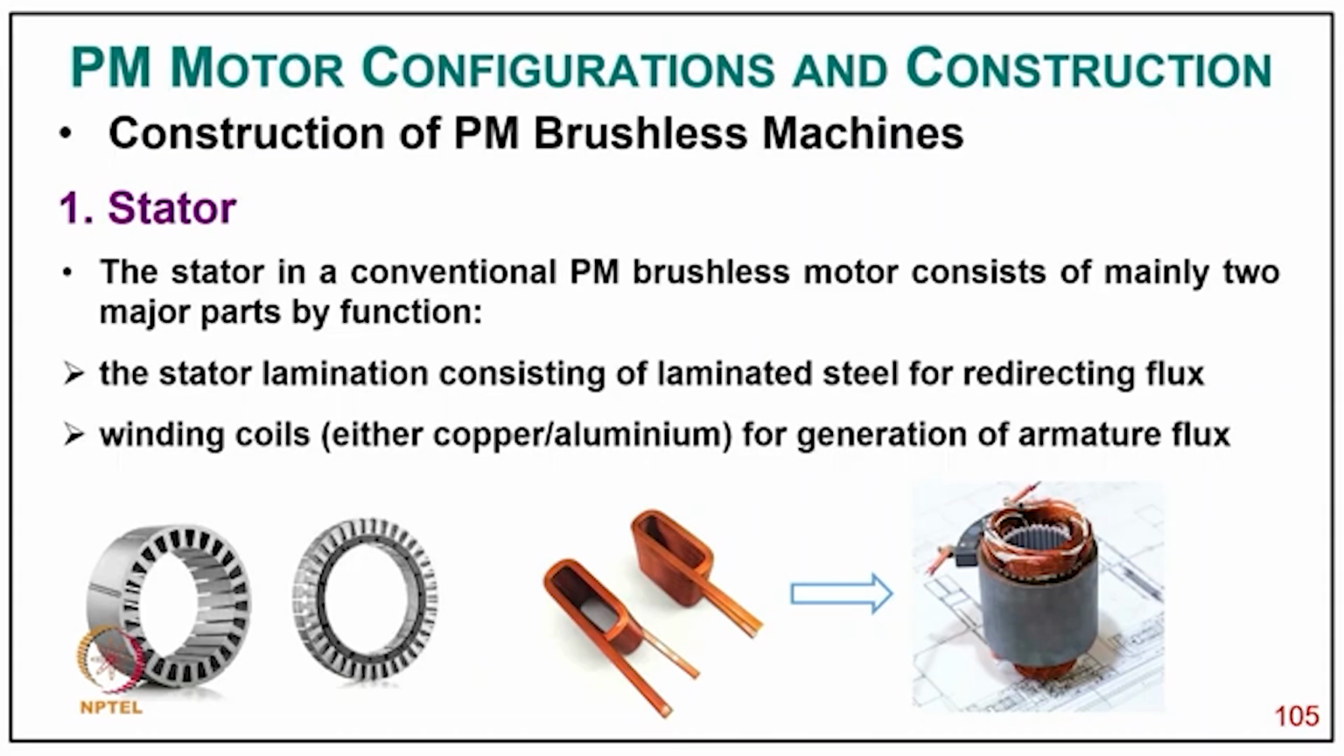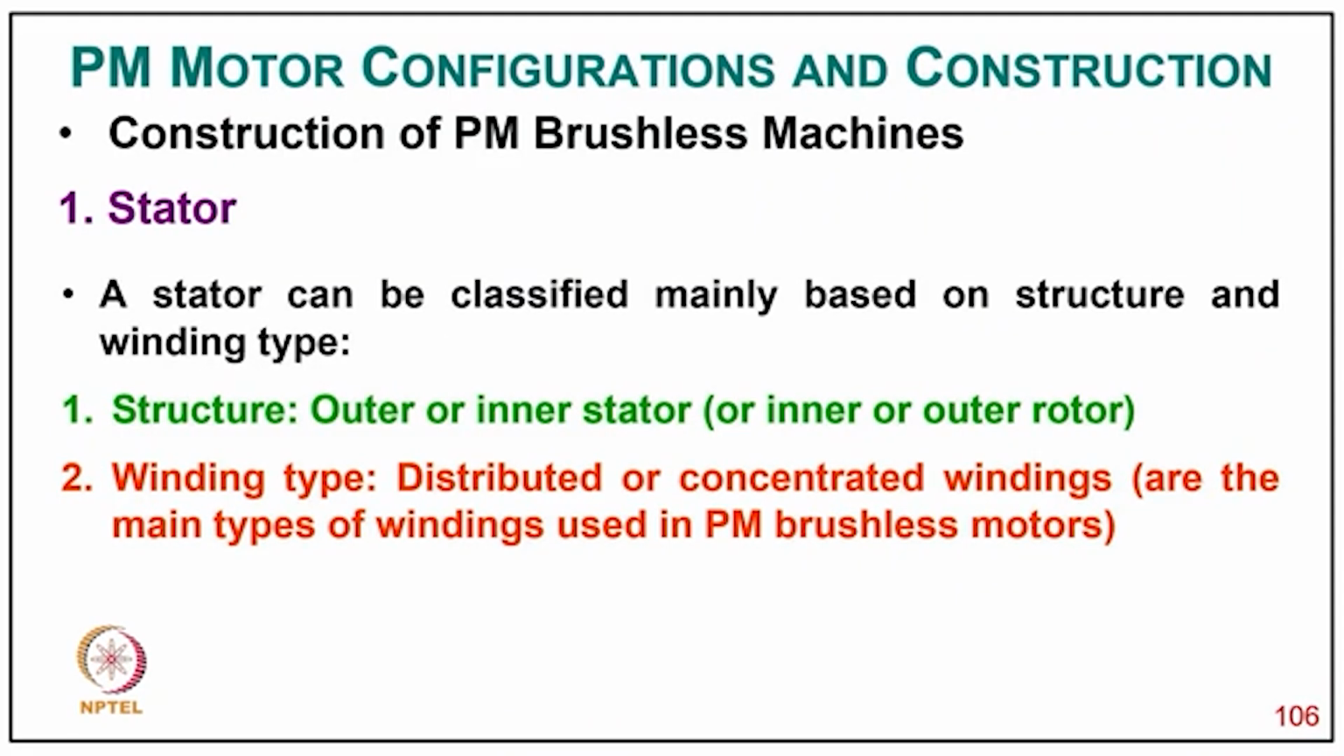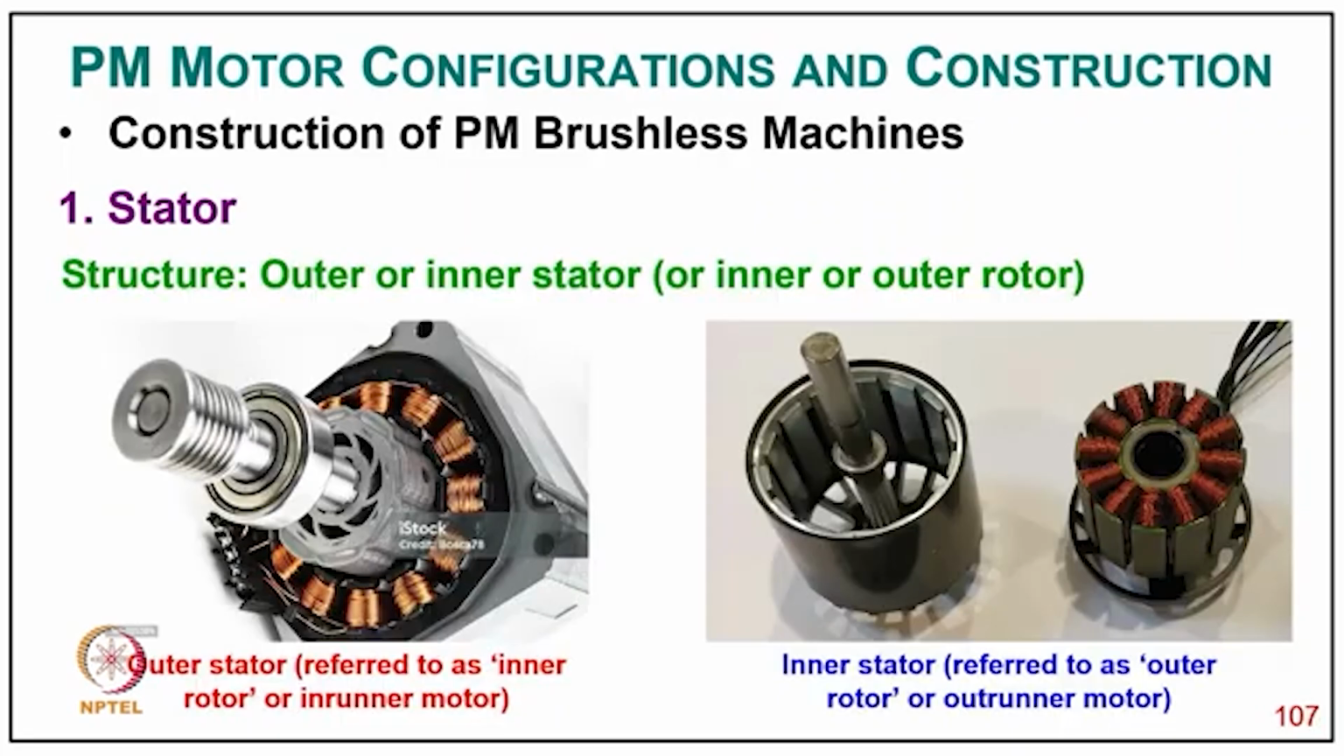The stator in a conventional permanent magnet brushless motor consists mainly of two functional parts: the steel stator lamination, made from laminated steel and typically carrying the flux, and winding coils, either copper or aluminum, for generation of armature flux. And of course the stator can be classified mainly based on structure and winding: structure like outer or inner stator, or inner or outer rotor, and winding type may be distributed or concentrated winding, the main winding types used in permanent magnet motors.